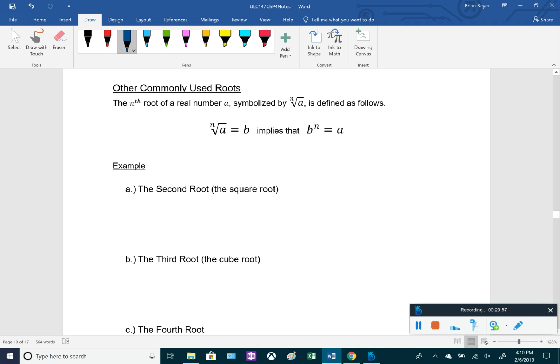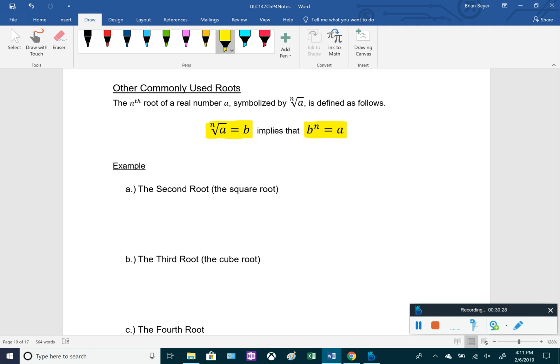Okay, so far we've done square roots, and it's just been with the radical sign. We'll do some other commonly used roots, which we'll call the nth root. So the nth root, n is just a number. The nth root of a real number a is symbolized with the radical sign with a little n. That's the root. And it's defined like this: if the nth root of a equals b, that means b to the nth power equals a.